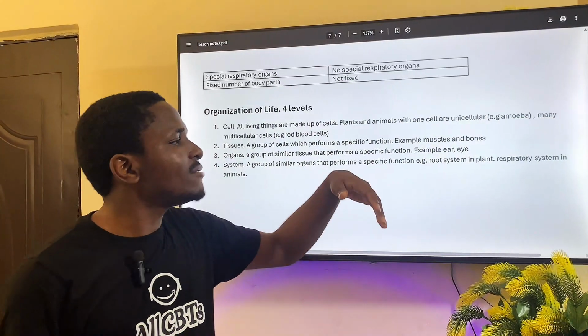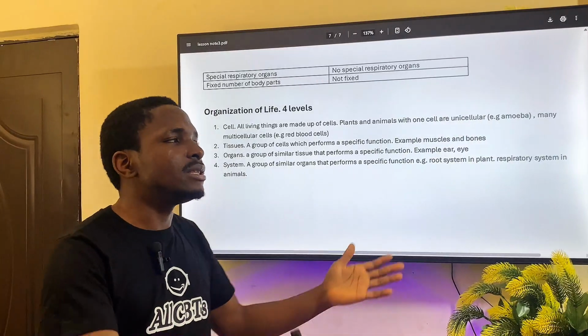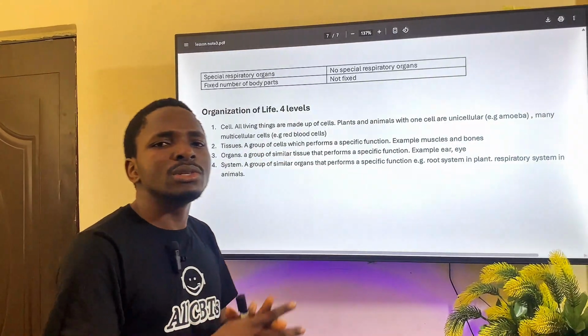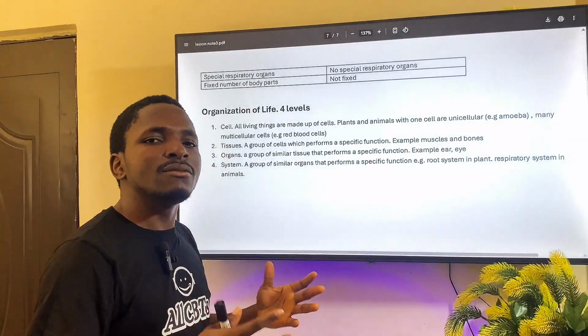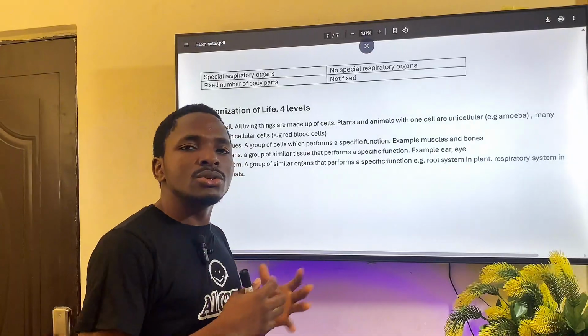In plants, we have an example of the root system that helps the plant to absorb nutrients from the soil into its stem and branches for the growth of the plant. We have the respiratory system in humans that helps us to breathe.